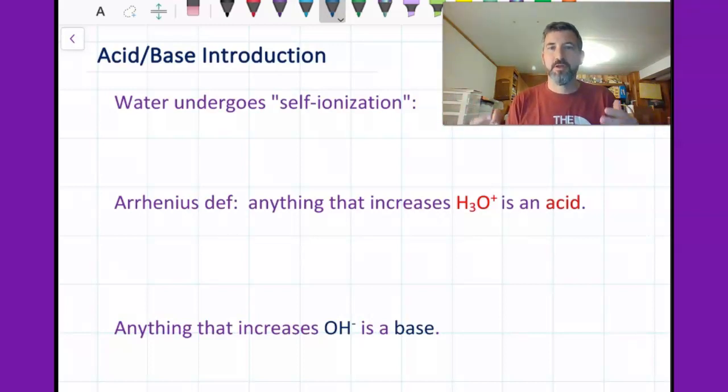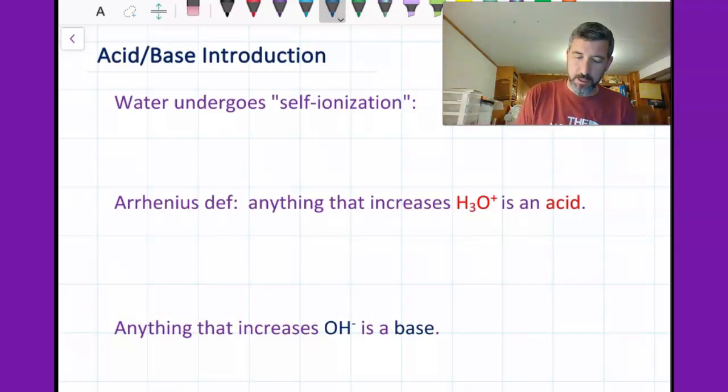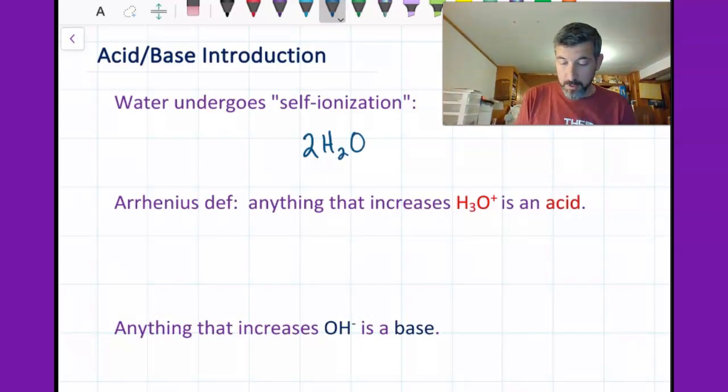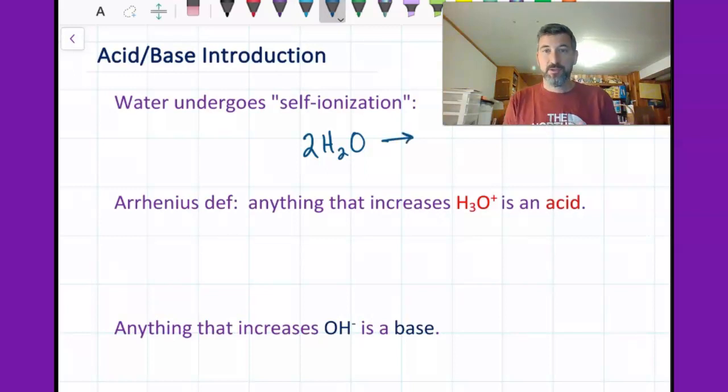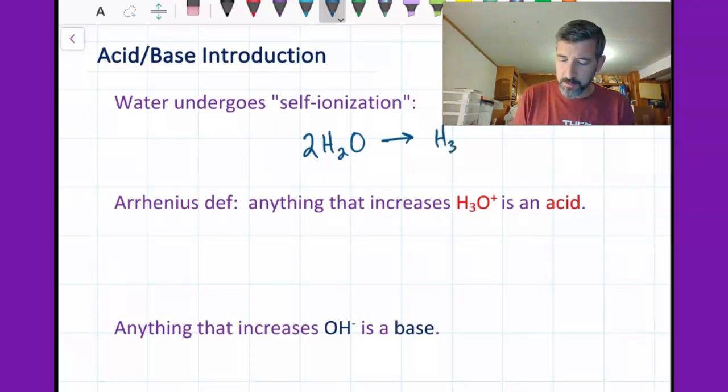water undergoes what's called self-ionization, or auto-ionization, sometimes it's called. So if you have two water molecules colliding inside of your water bottle, or a pot of water or whatever, what will happen is they will actually have a transfer of one of the hydrogen atoms on one water molecule to the other. Okay, so that's going to result in H3O plus and OH minus.